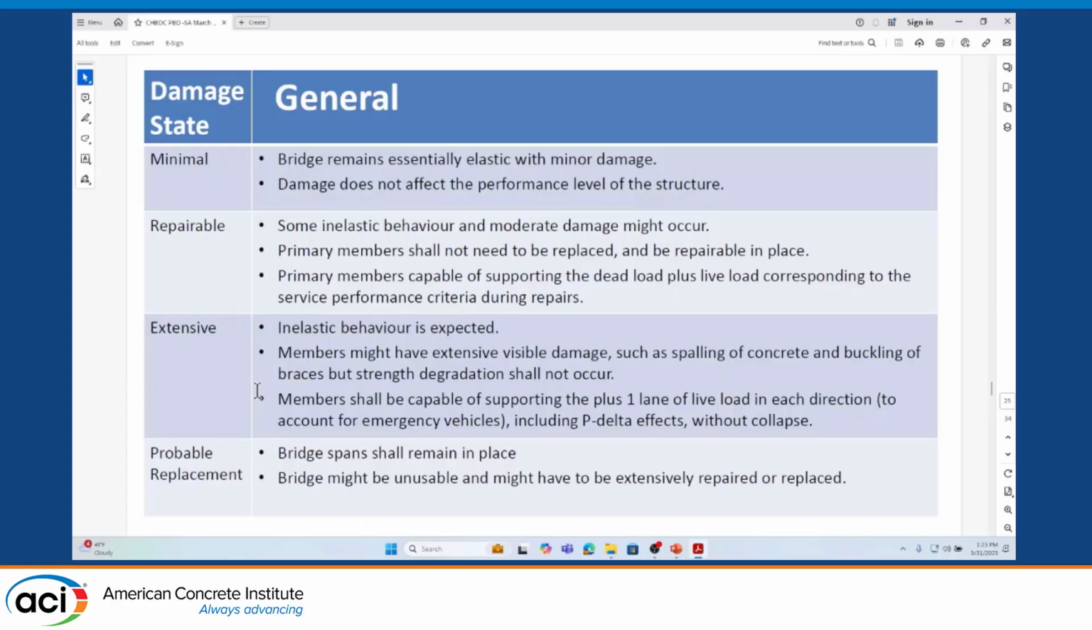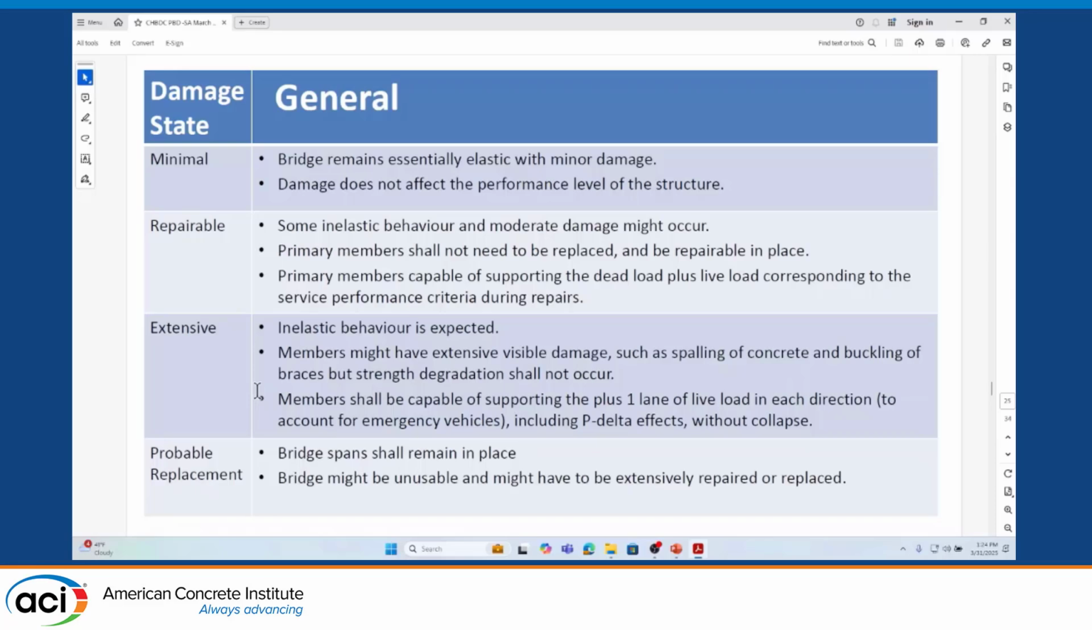So now I'll go into the details of how we understand the various levels of damage. In general, for damage states, minimal damage means the bridge remains essentially elastic with minor damage. Damage does not affect the performance level of the structure. Repairable damage means some inelastic behavior and moderate damage might occur. Primary members shall not need to be replaced and shall be repairable in place. Primary members are capable of supporting the dead load plus live load corresponding to the service performance criteria during repairs.